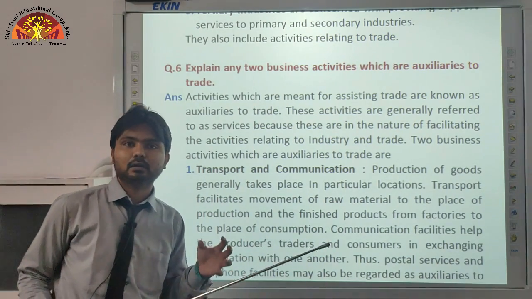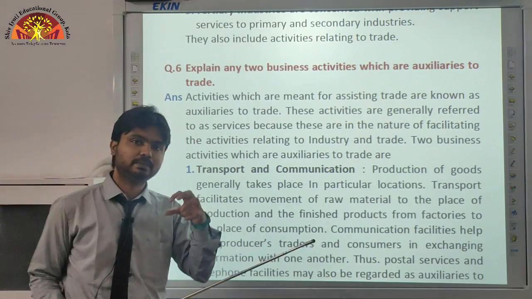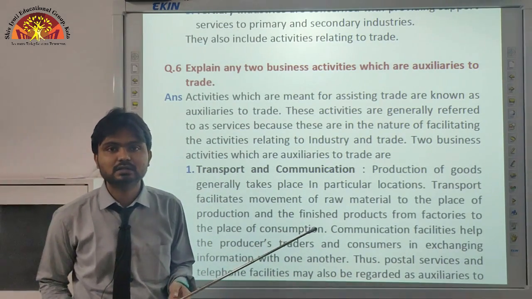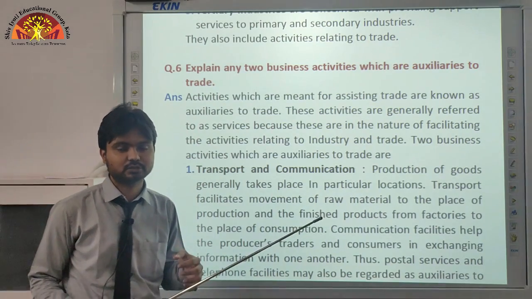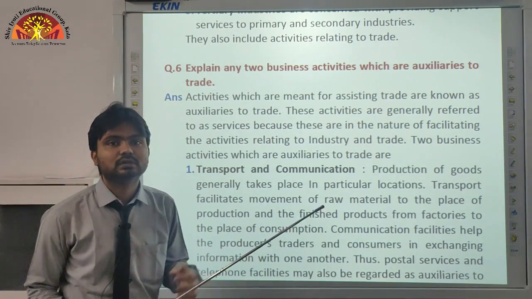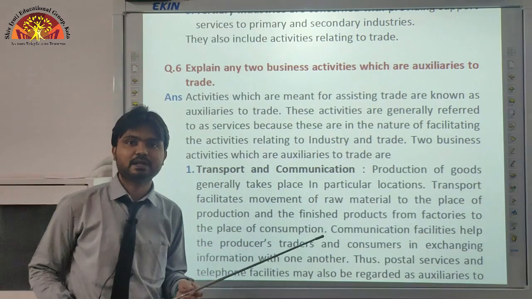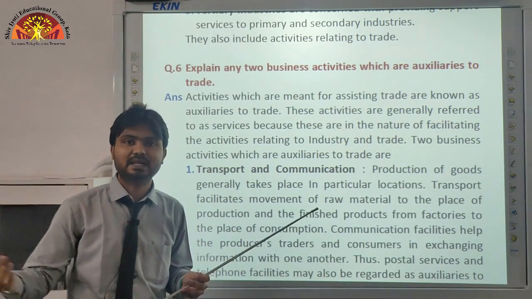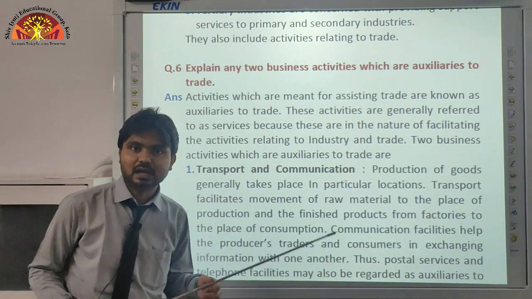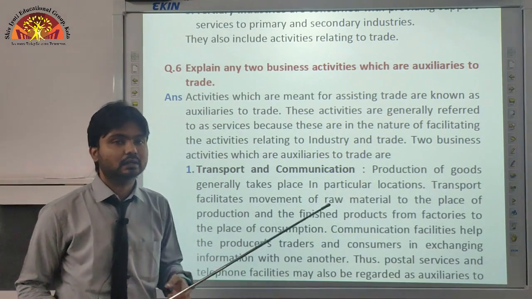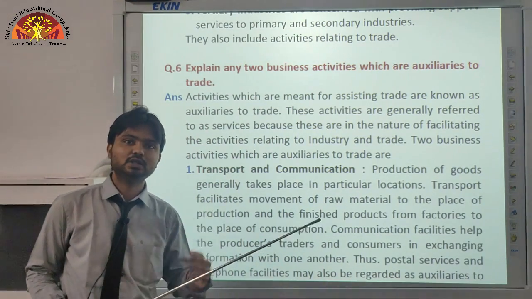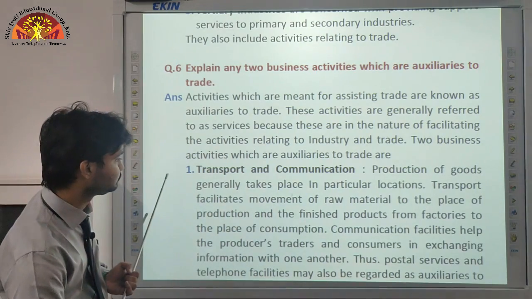Transportation means moving of goods from one place to another, because it is not possible that the place of manufacturing and place of consumption should be the same. So the ultimate purpose of the businessman is to deliver the goods to the place of consumption, to the ultimate consumer. So transportation plays an important role in this. Transportation helps in moving the goods from one place to another.